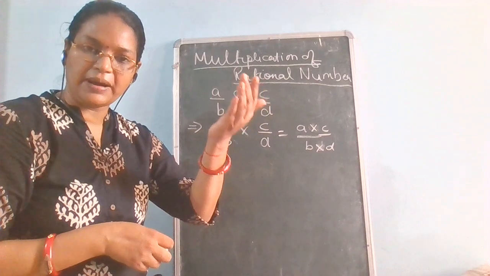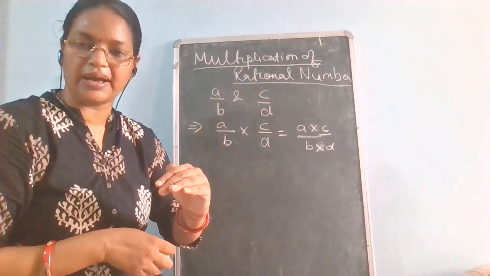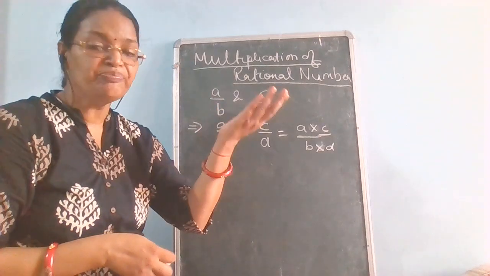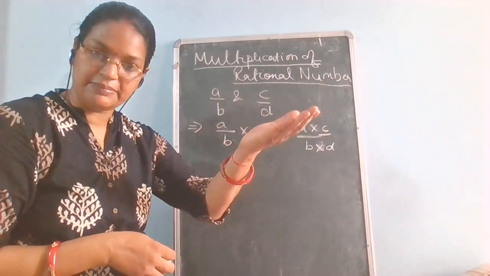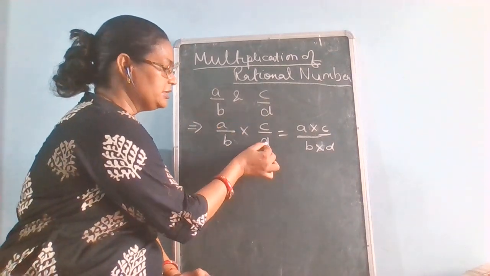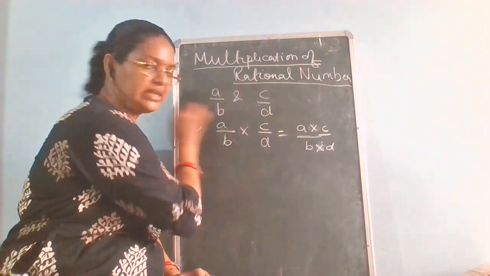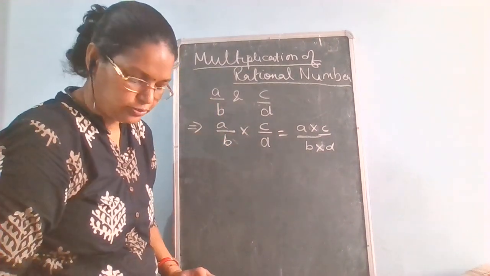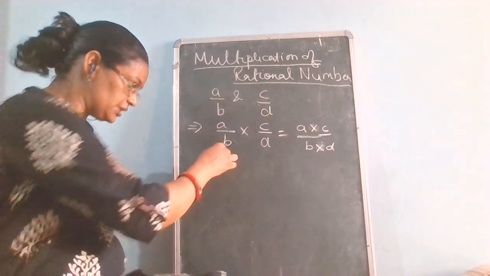Any numerator part can be eliminated by the denominator part, and similarly the denominator part can be eliminated by any of the numerator parts. If some common term is between a and d, we can eliminate a and d. Similarly, if there is b and c, we can eliminate these two. So these are the properties. Example.